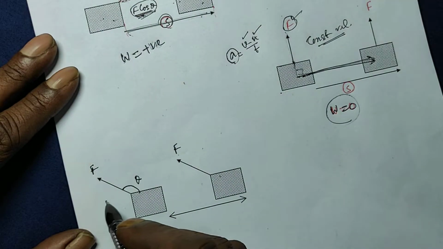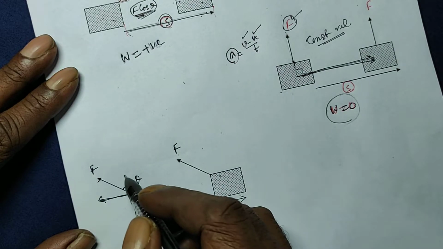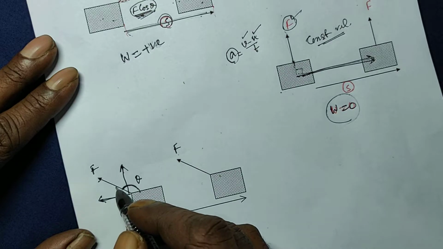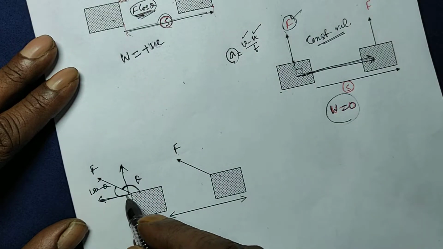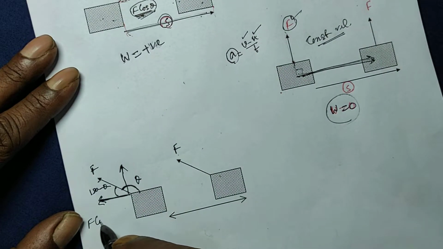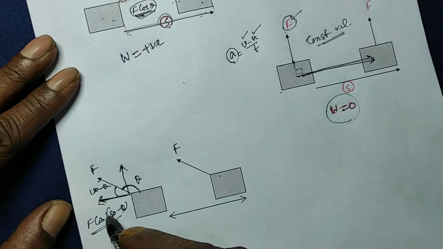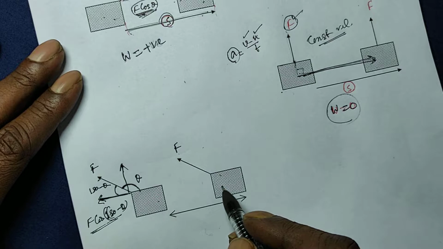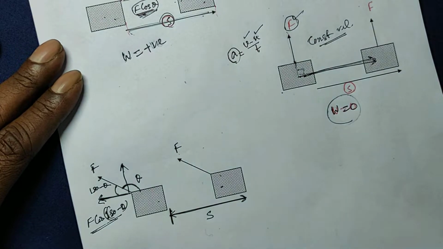So one component of this F will be to this side and the other will be to this side. If this is theta, this will be 180 minus theta. So this will be your F times cos of 180 minus theta. So since it was already moving to this side at constant speed, the displacement is from this point to this point, let it be S.